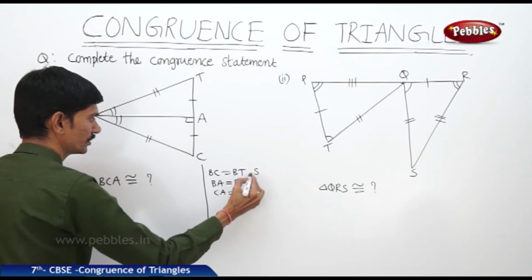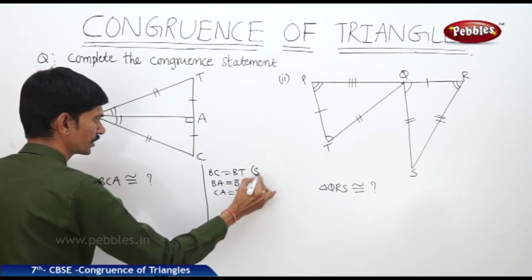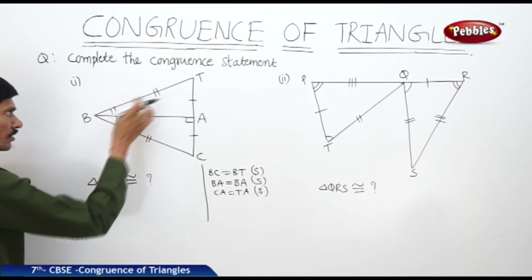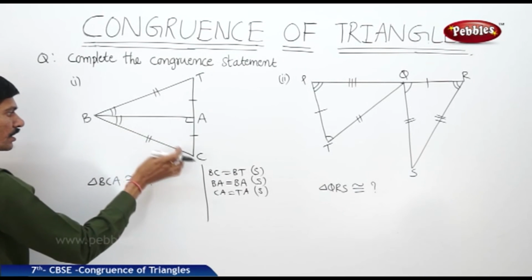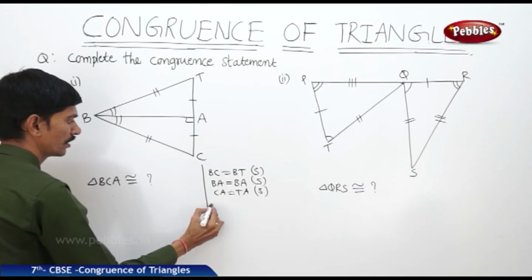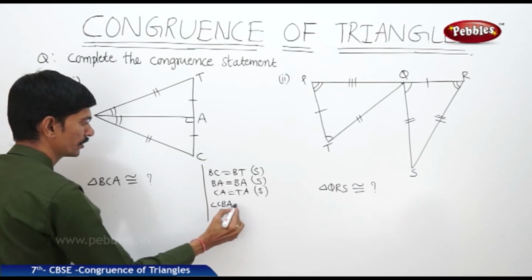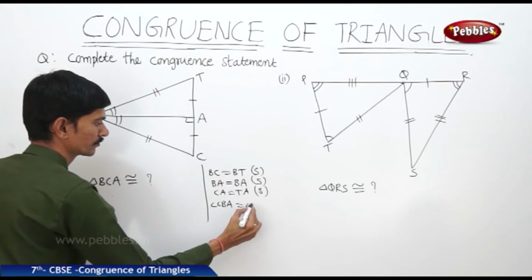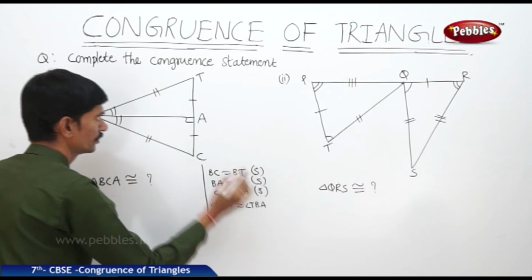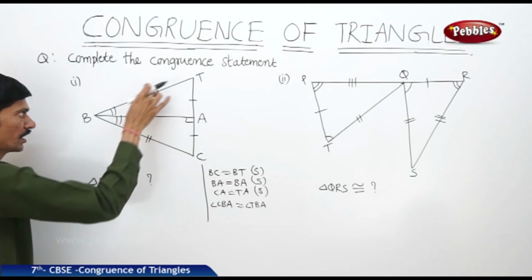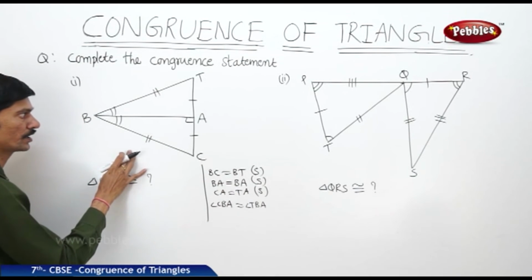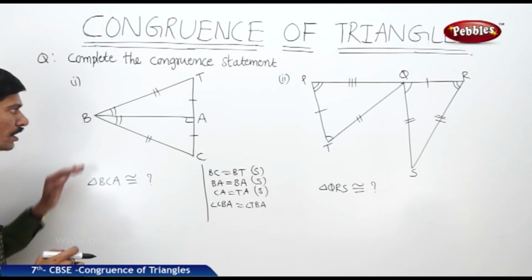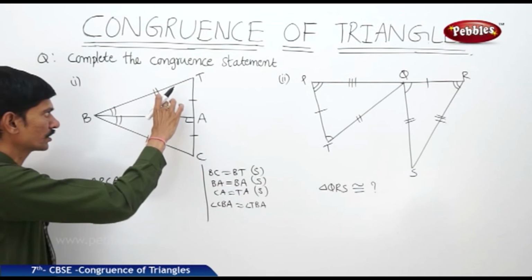So we can use the SSS congruence criterion so that the two triangles are congruent, and also angle CBA equals angle TBA. It is also given. So we can also use the side angle side congruence criterion. So here also side angle side congruence criterion. Now these two triangles are congruent.